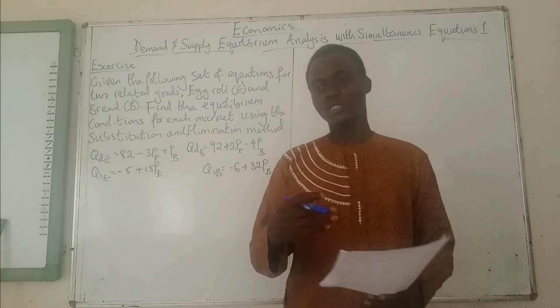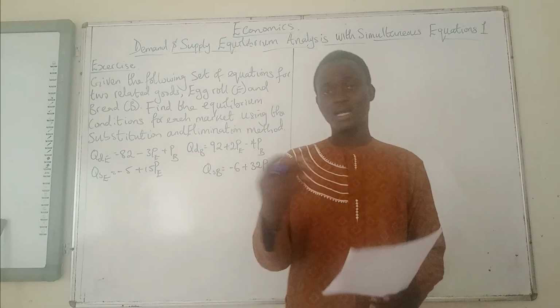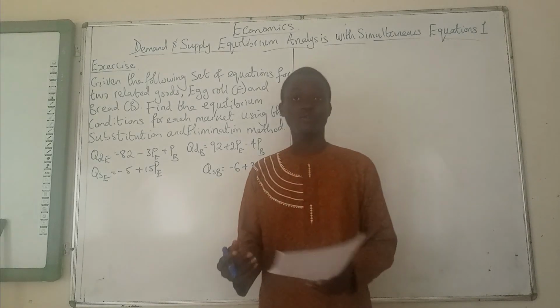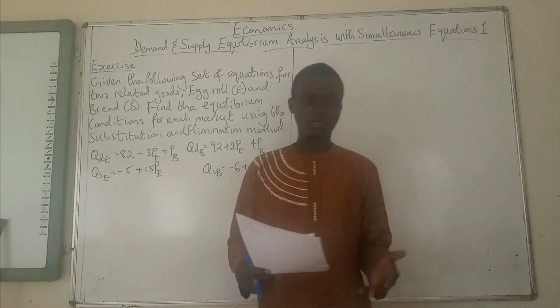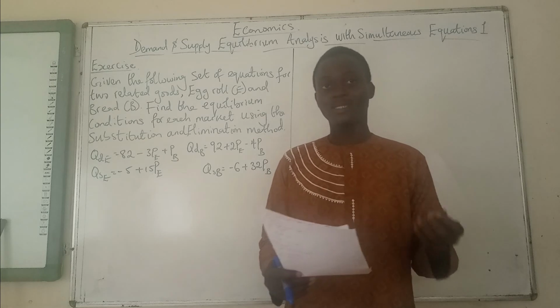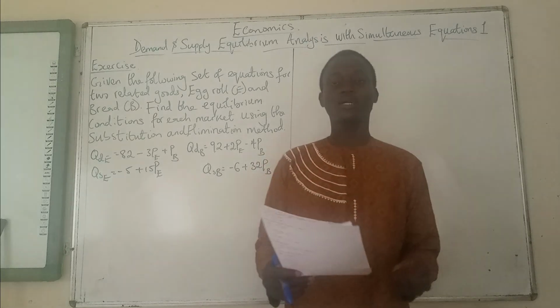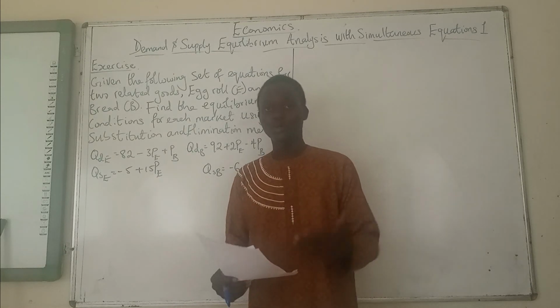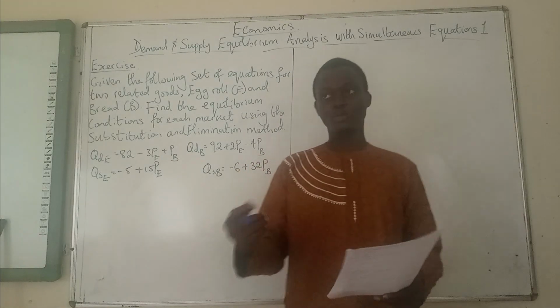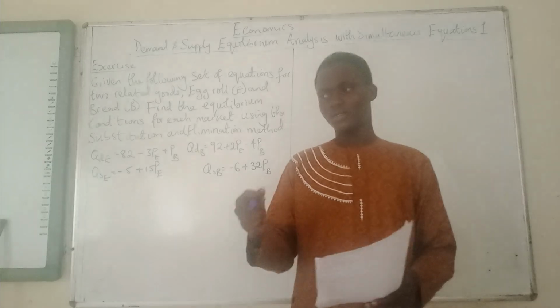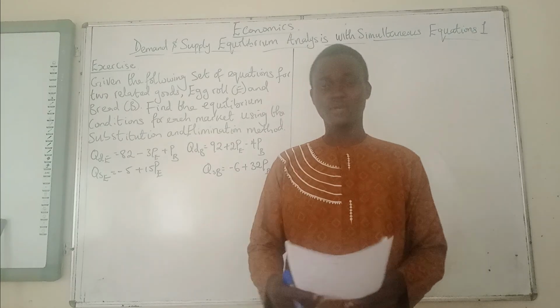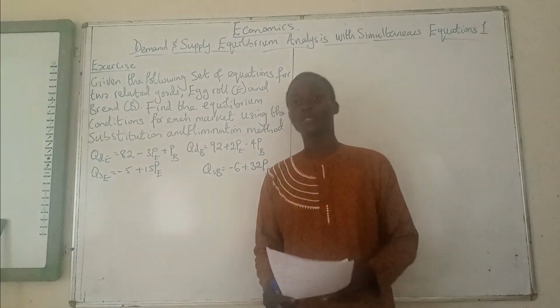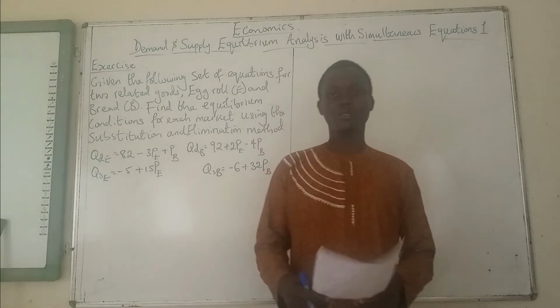And you know, there are different ways of solving simultaneous equations. First, there is the substitution method, the elimination method, and the graphical method that students learn in high school, and the matrix method that we'll be treating in a subsequent class. I think in the next couple of classes we should be talking about matrices and determinants and how we can use them to solve simultaneous equations.